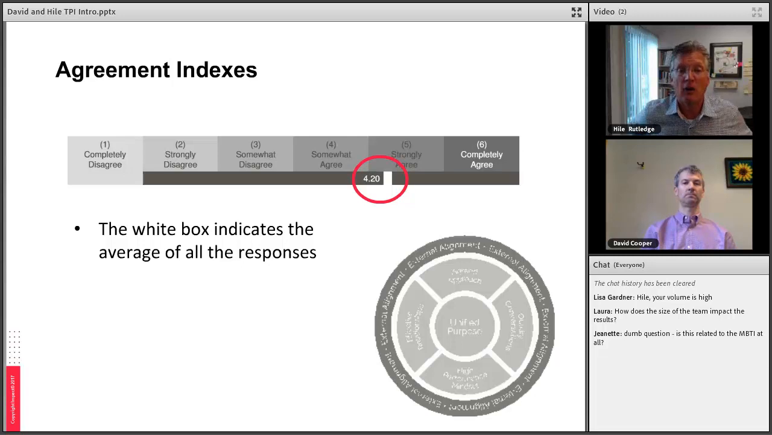Is this related to MBTI at all? No, that's not a dumb question. That's a great question. It's not related directly to Myers-Briggs. However, what a Myers-Briggs type table will show you is the cognitive hardwiring, the cognitive preferences of the people on the team. What this will tell you is that the actions we engage in, our behaviors with each other, are going to show certain skills and certain focuses, and we're better at some things than others. And what the TPI is going to point you toward is an action plan for what we as a collective need to do to be better with unified purpose.